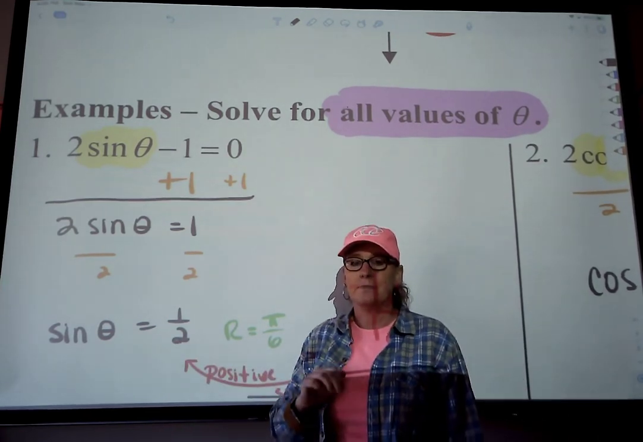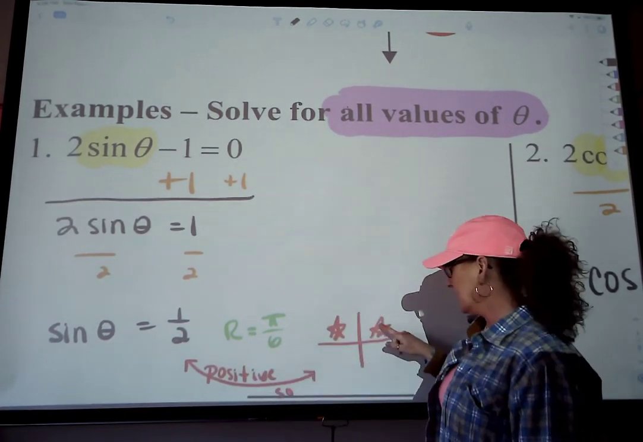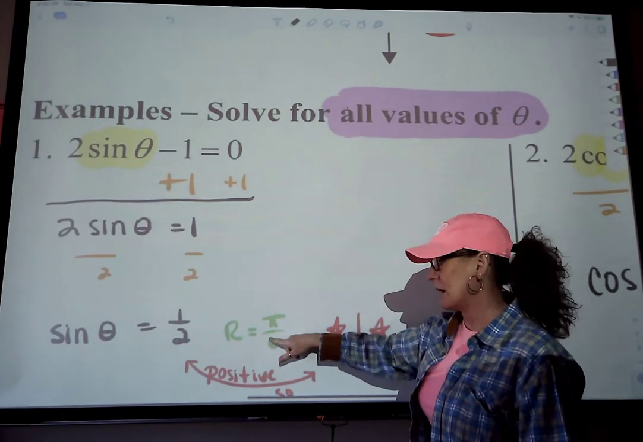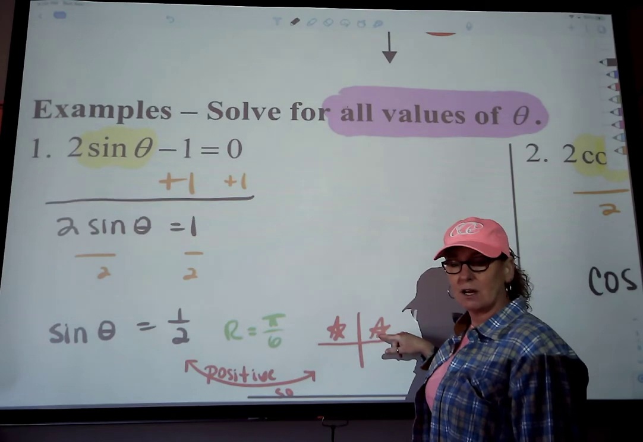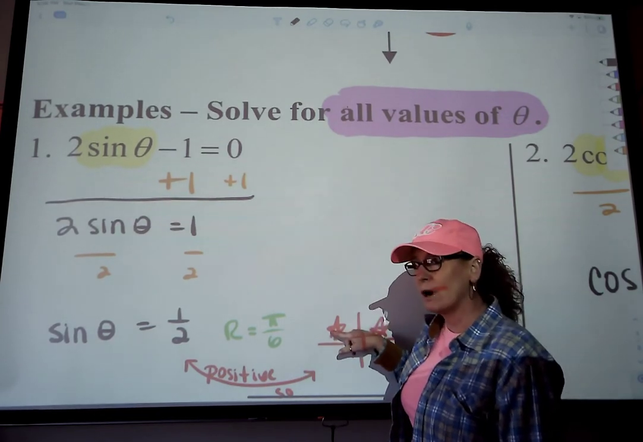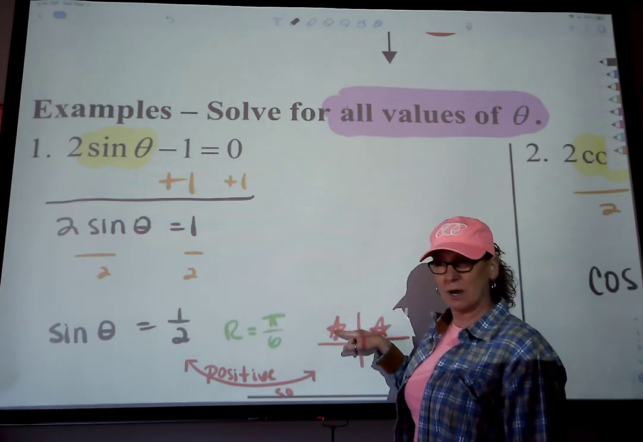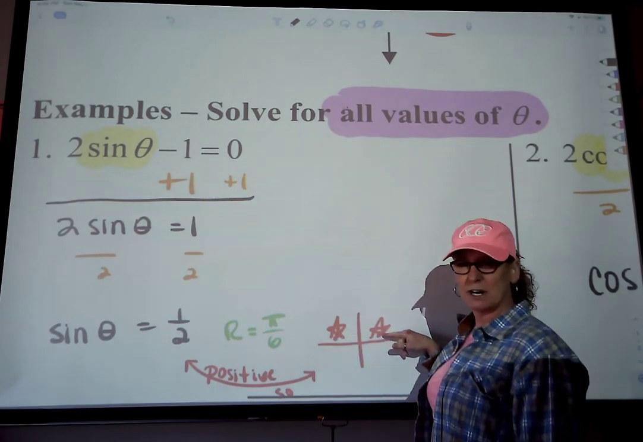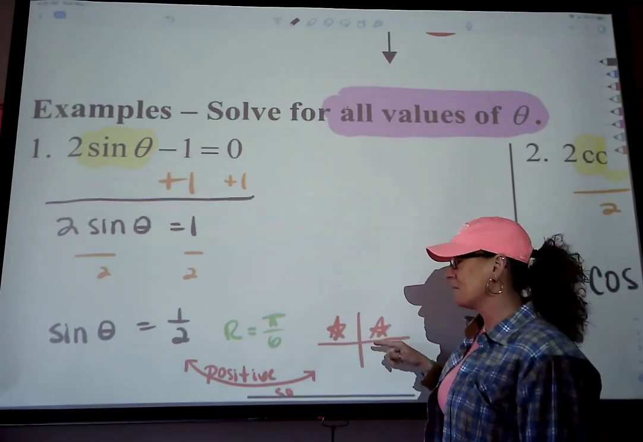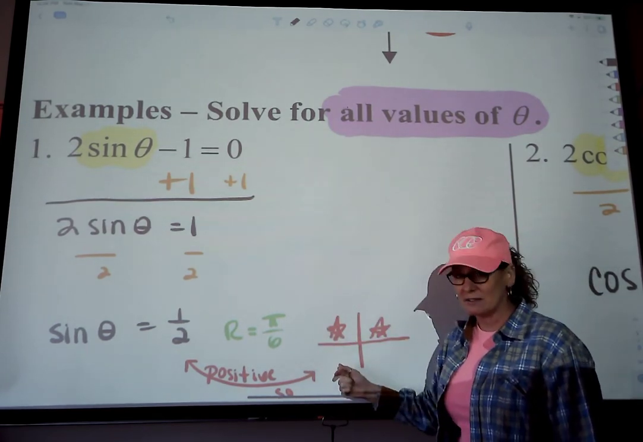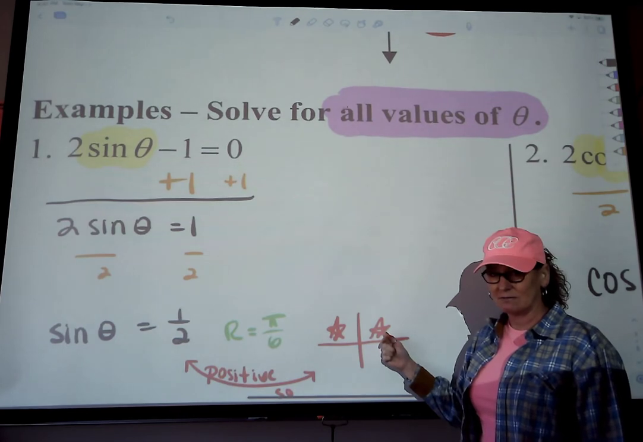Answer. Any angle in quadrant 1 with a reference angle of pi over 6. Also, any angle in quadrant 2 with a reference angle of pi over 6. And some of you are like, wait, what? How can there be more than one angle with a reference angle of pi over 6? What if you go all the way around once and start over?